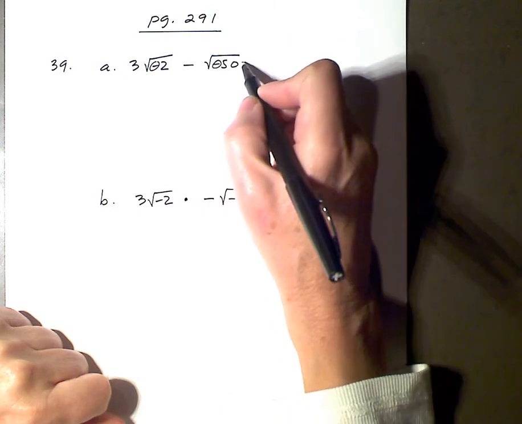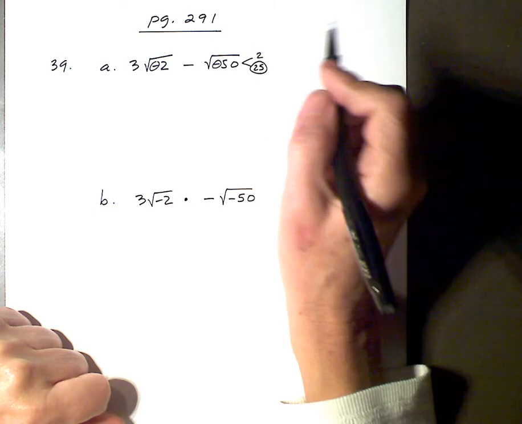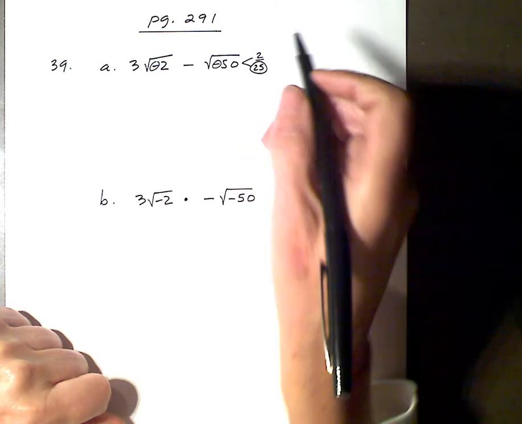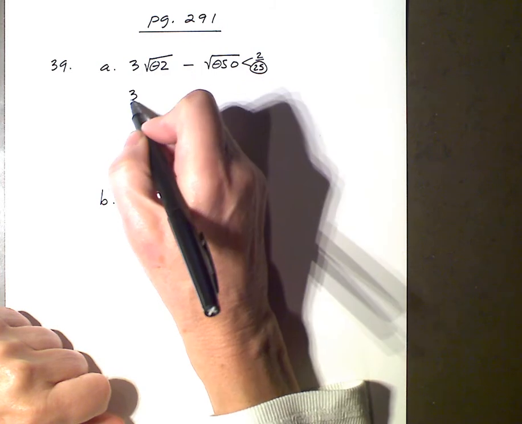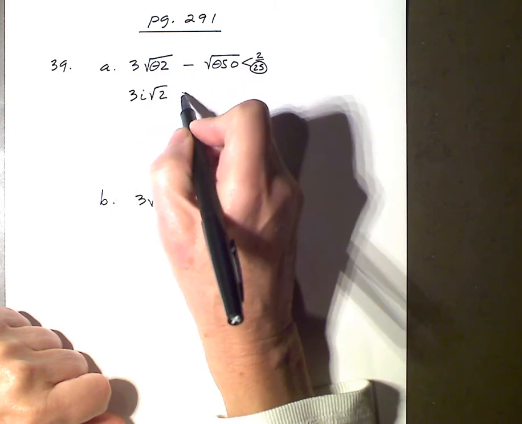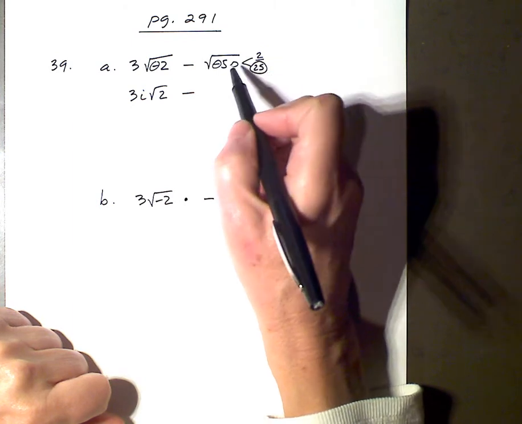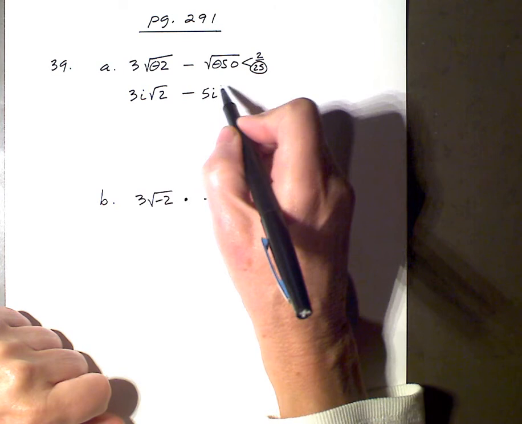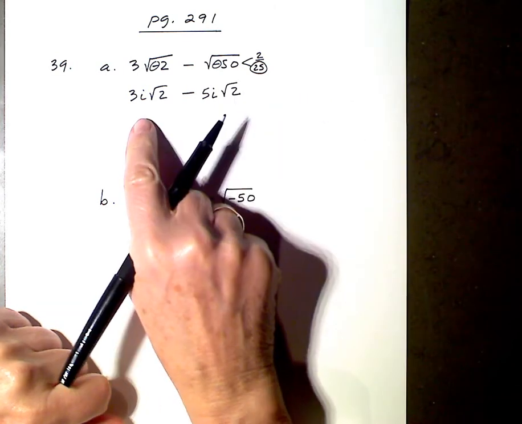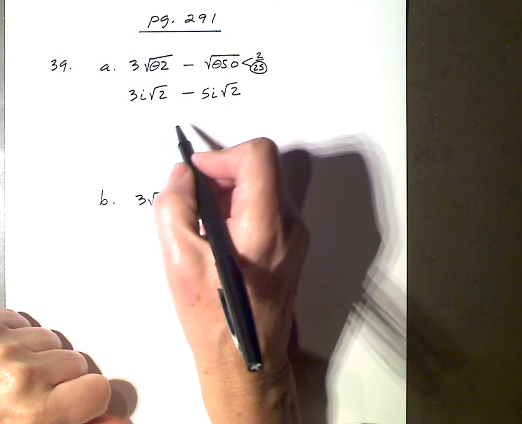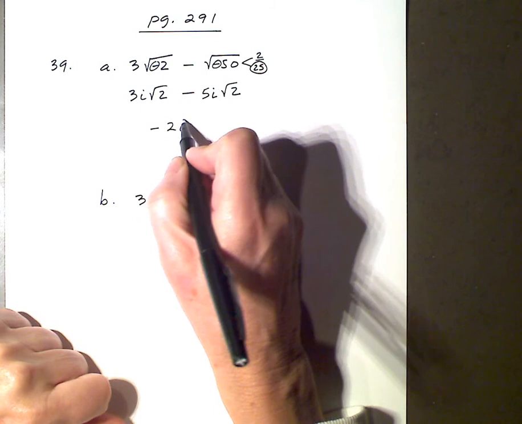50 is 2 times 25 as a perfect square, so a 5 will come out and a 2 will stay in when I simplify that. So on this first term I'll have 3i root 2 minus, on the second term a 5 comes out and an i comes out, and the square root of 2 stays in. So you see how these are like terms, 3i root 2 and 5i root 2. So 3i root 2 minus 5i root 2 is negative 2i times the square root of 2.